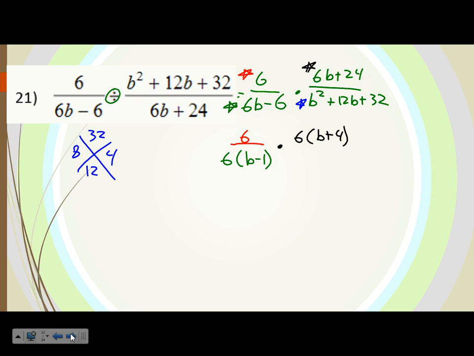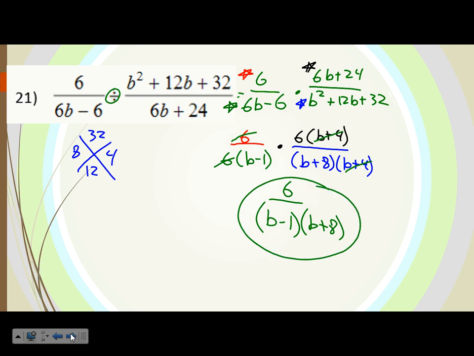So you end up with, now be careful, if you put x plus 8 and x plus 4, you have to be careful because we're using b's now. It's another reason you might want to switch. B plus 8, b plus 4. And now wherever you can cancel. So we have 6 divided by 6 is 1, that cancels, that's fine. B plus 4 and b plus 4. You end up getting, in the numerator, all we have left is 6. In the denominator, we have b minus 1 times b plus 8.